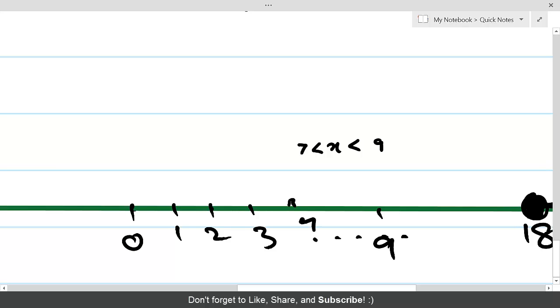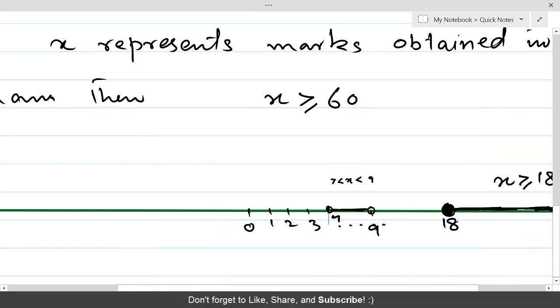Therefore, we are going to draw a circle at 7 but not fill it, and also draw another circle at 9 that we do not fill, but we will draw a line between them to make it clear that this line represents the inequality between 7 and 9. So this is the graph of this second inequality.